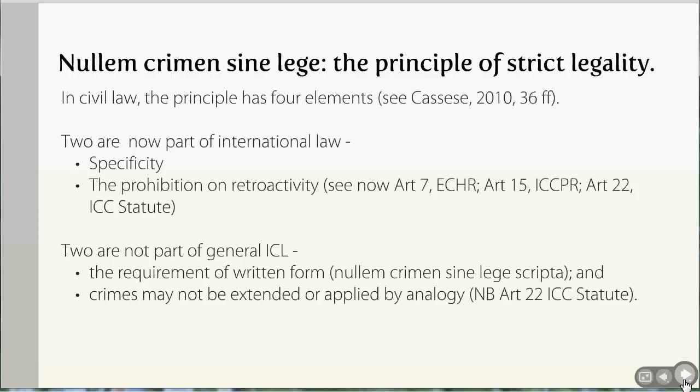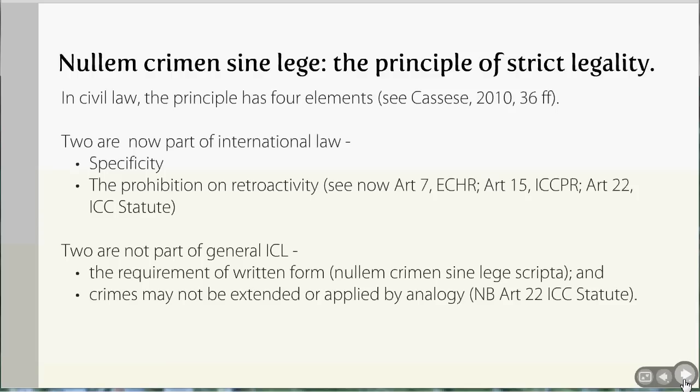In civil law countries at least, nullum crimen has four elements. Specificity, the idea that offences should be spelled out clearly and in detail. The prohibition on retroactivity, we shouldn't punish conduct that was not illegal at the time. And the requirement that criminal law be enacted in written form, and that crimes should not be extended or applied by analogy. And we can debate the extent to which international criminal trials at various times have violated or have risked violating some of these rules.